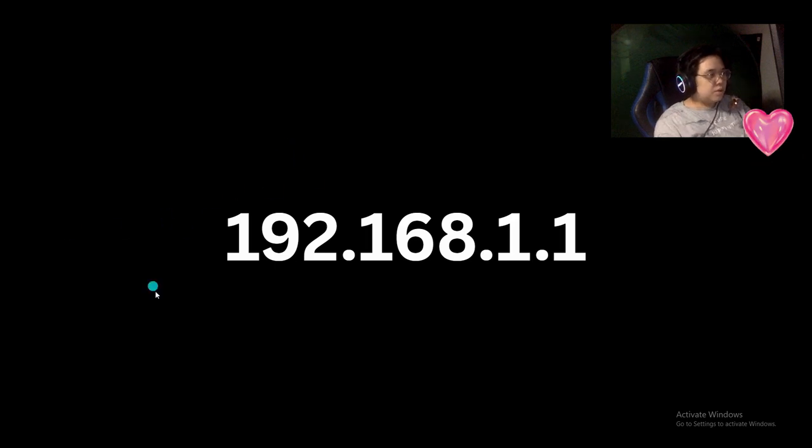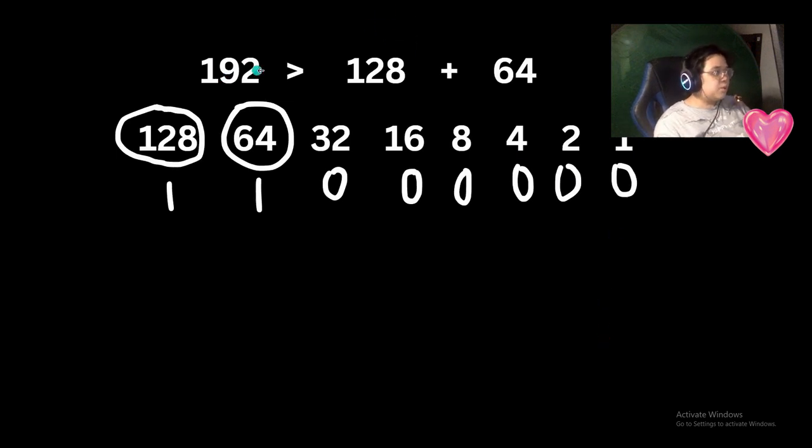For the second one, we're going to solve it in my slideshow. I went ahead and made it into a slideshow, so we're more efficient with our time. So we have 192.168.1.1. For 192, we solved it like this. 192 minus 128 is 64. 64 minus 64 is 0. So now we have 1, 1, 0, 0, 0, 0, 0, 0.